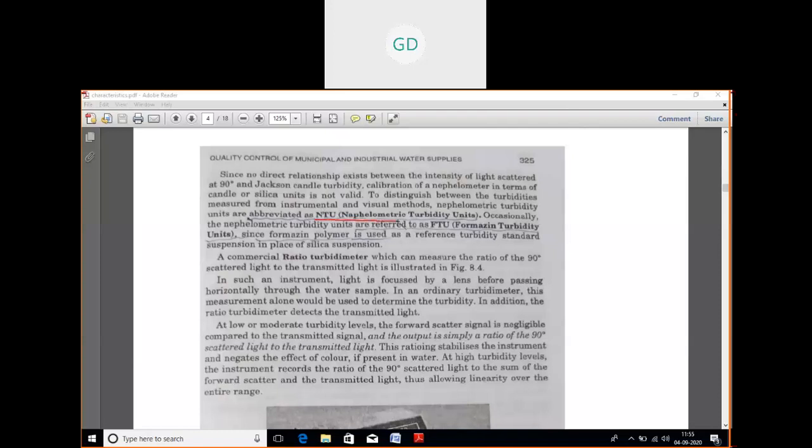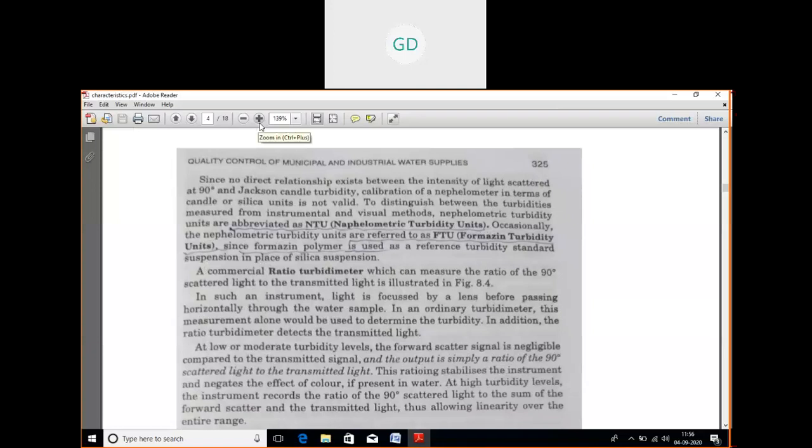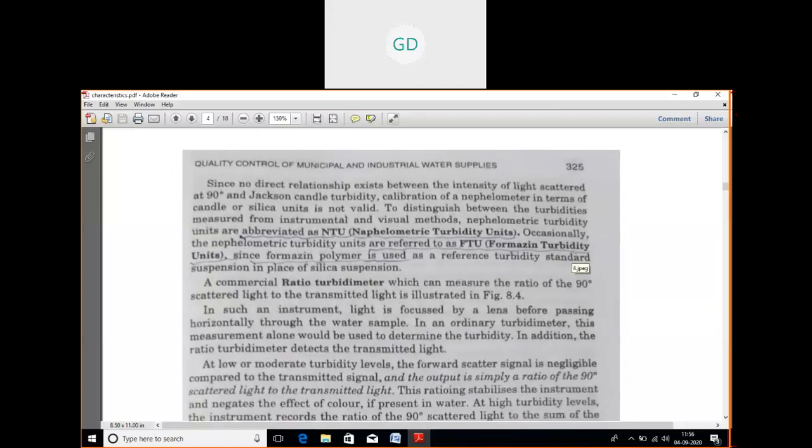Ma'am, screen is not clear. It is not visible. Just wait. Shall I make it zoom? Shall I make it zoom? Now is it visible? Is it visible now? Yes. Okay. Yes.